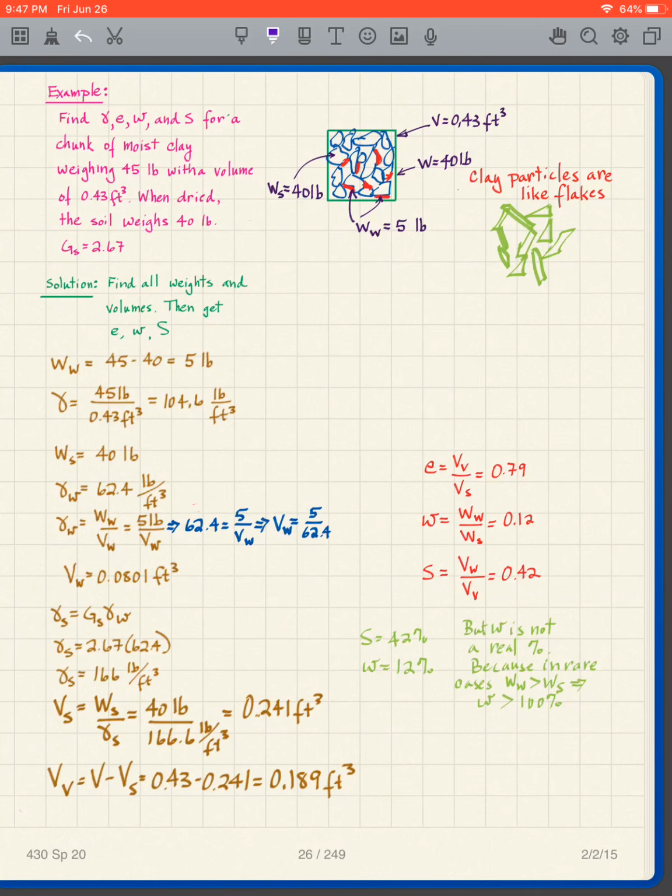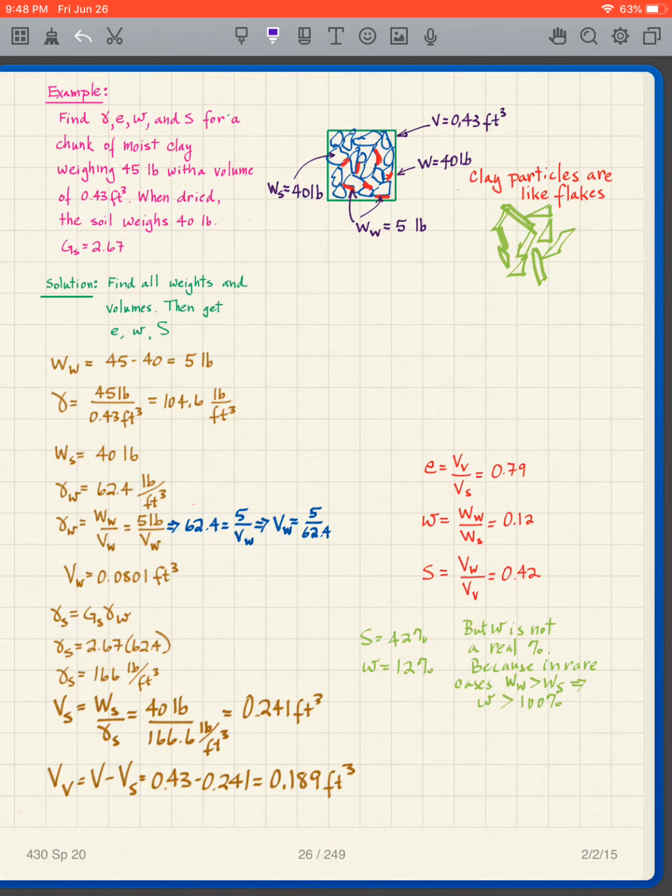So in this particular case, notice, here's a density that I know. In other words, I know gamma S. Why do I know gamma S? Because we've been given that G sub S is 2.67. And we know that G sub S times gamma W is my gamma S. So I want to get gamma S. It's 2.67 times 62.4, 166 pounds per cubic foot.